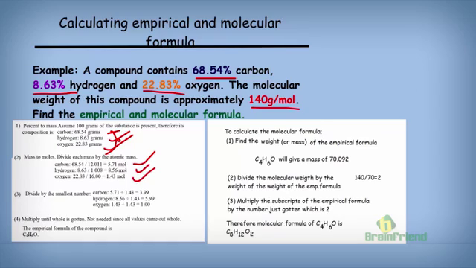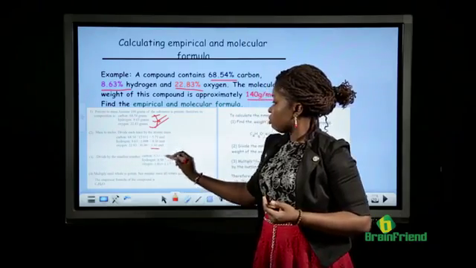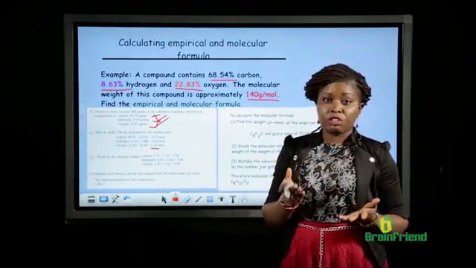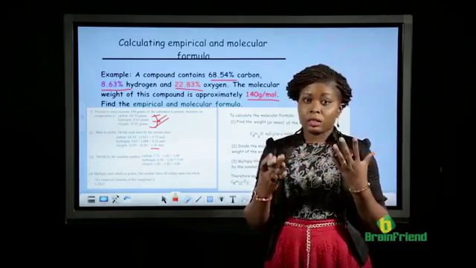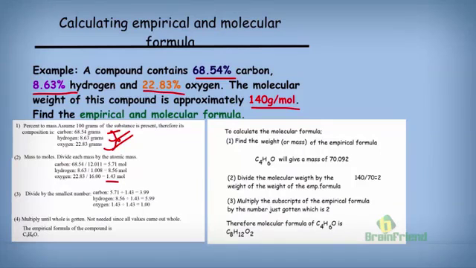Whatever figures we get, we are going to look at, okay, for our solution here, oxygen has the least number of moles. So we are going to divide every other one by that number. And so 5.71 divided by 1.43 will give us 3.99, or approximately 4. For hydrogen, we'll have 5.99, which is approximately 6. And for oxygen, definitely it's dividing itself, so it's just 1.